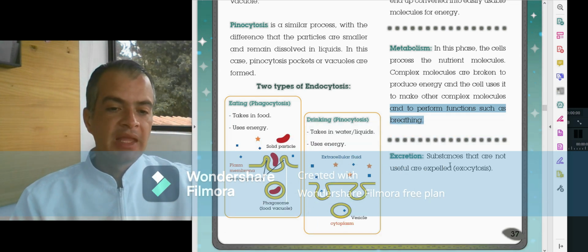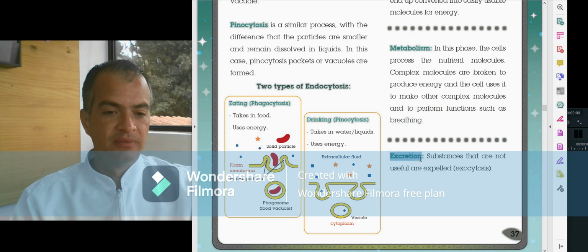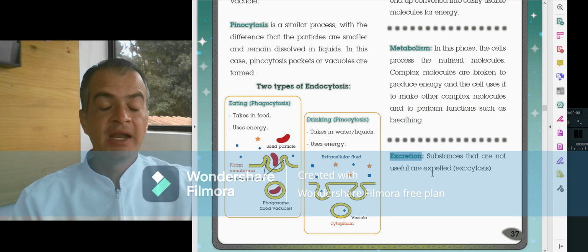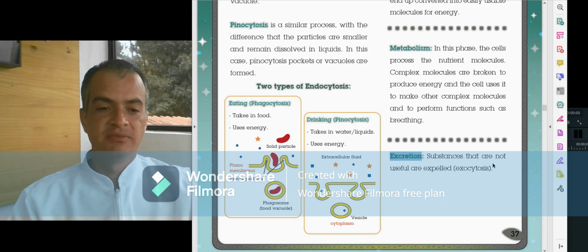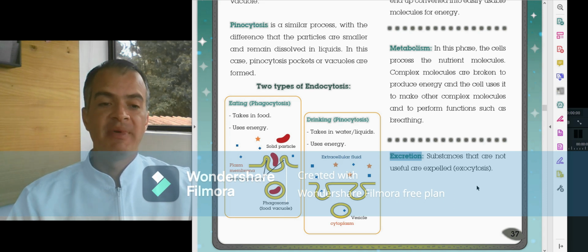¿Listo? Excretion, la excreción. Substances that are not useful are expelled. Las sustancias que no son usables son expulsadas. Este proceso se llama exocitosis. Entonces, la excreción en la célula se llama exocitosis.